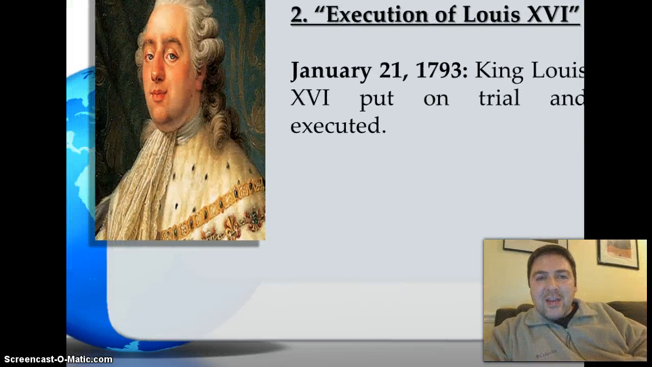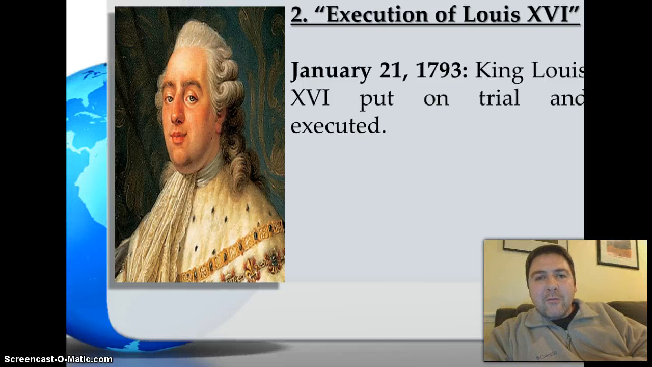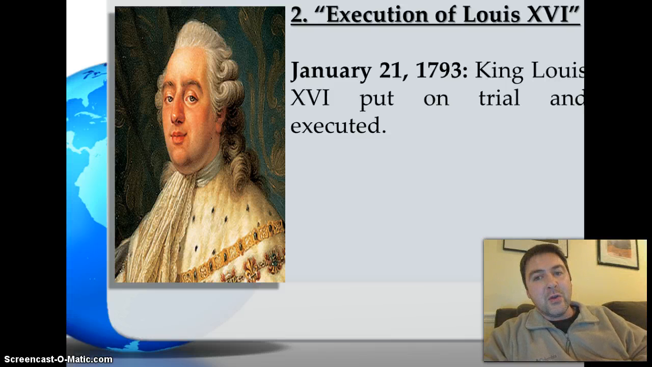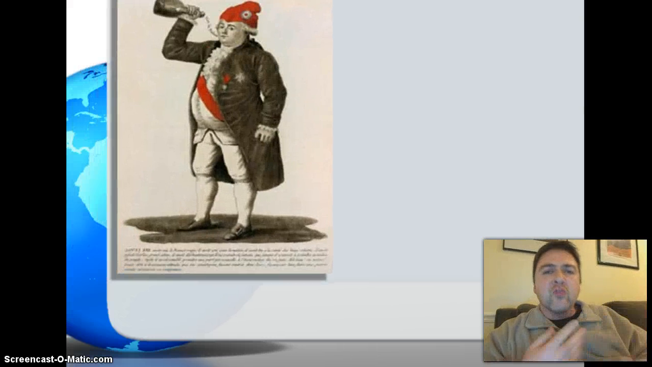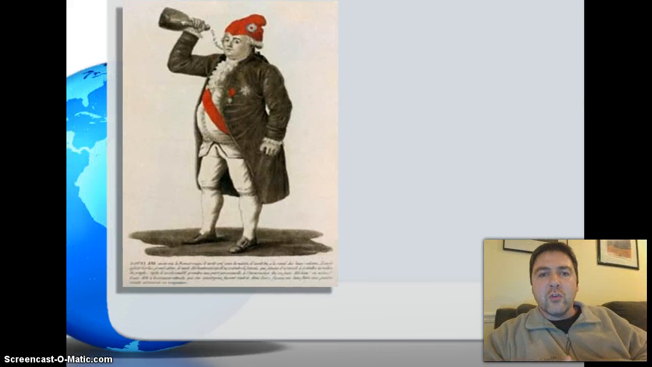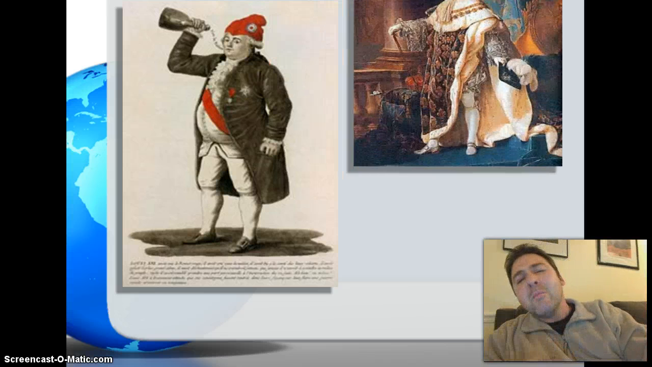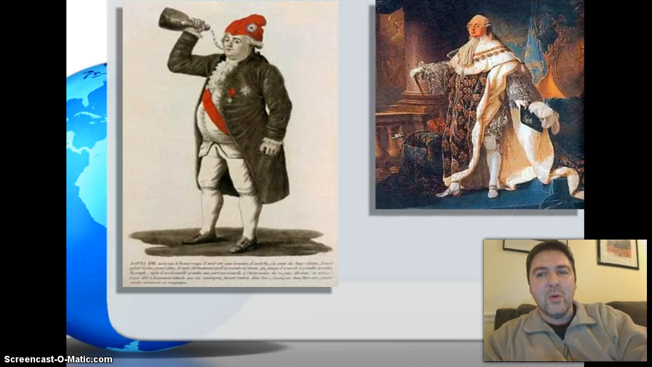Okay, our second event, we're about 4 or 5 years into the revolution here when Louis the 16th is executed. He's put on trial and executed. Louis tried to roll with the revolution. We see him here dressed as a revolutionary. As we mentioned, those red hats were kind of symbolic of the revolution. But Louis couldn't really hide who he was. Okay, this was the real Louis.